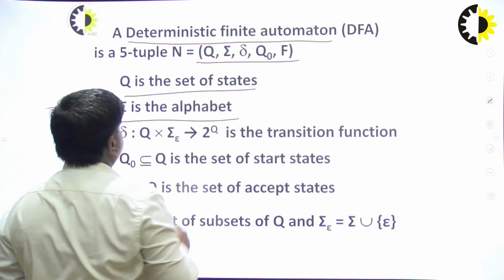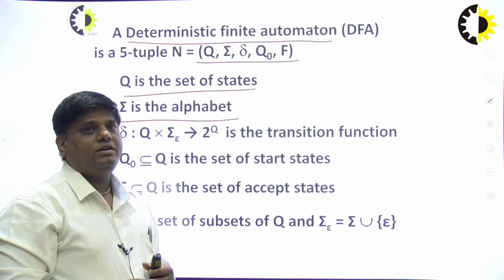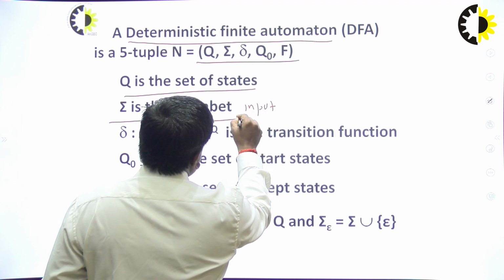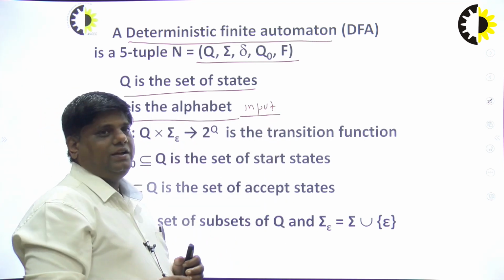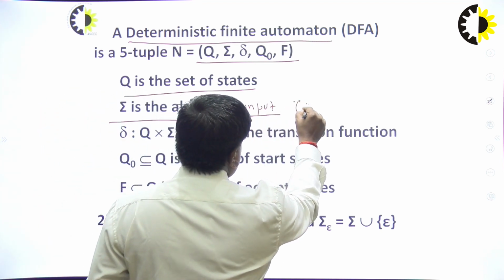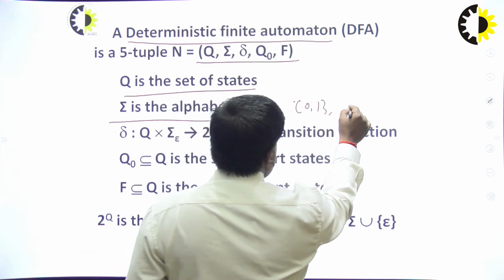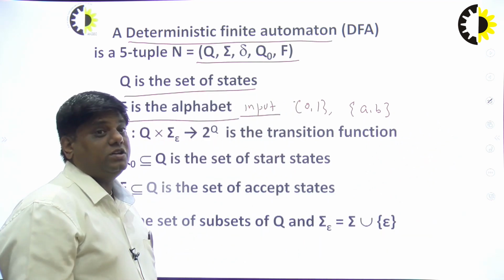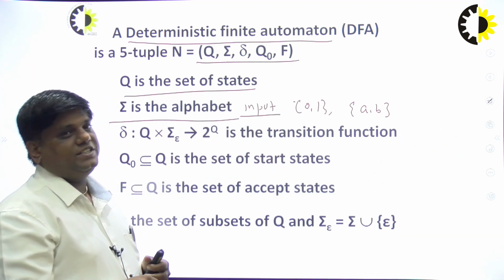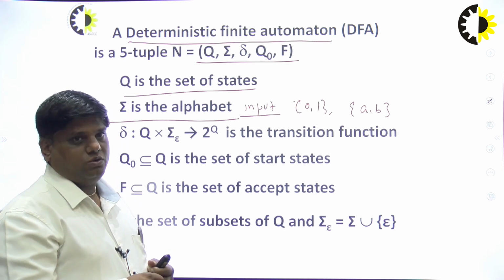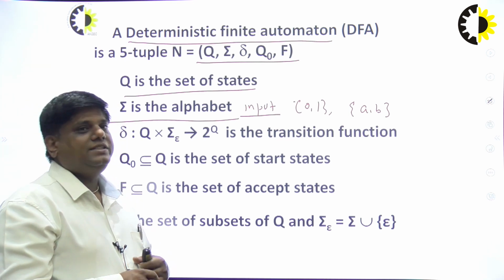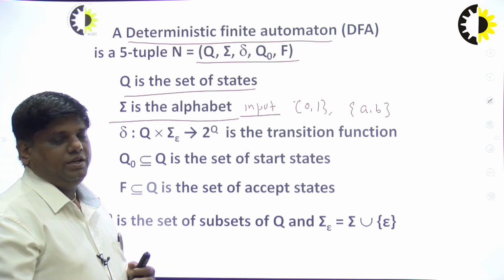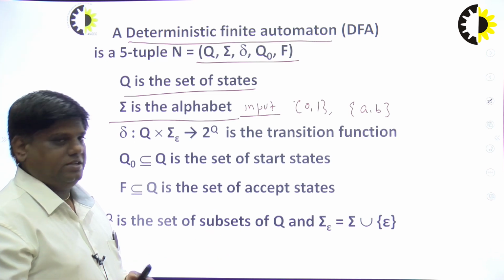Sigma is the alphabet, also known as the input alphabet. It may be 0, 1, or it may be A and B. In terms of the computer, we take only 2 inputs, that is 0, 1 or A, B. But in terms of the machine, sigma may be more than 2 inputs: A, B, C, D, any kind of input is accepted.